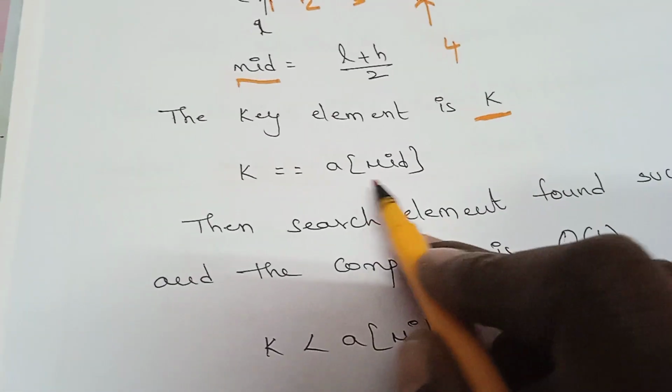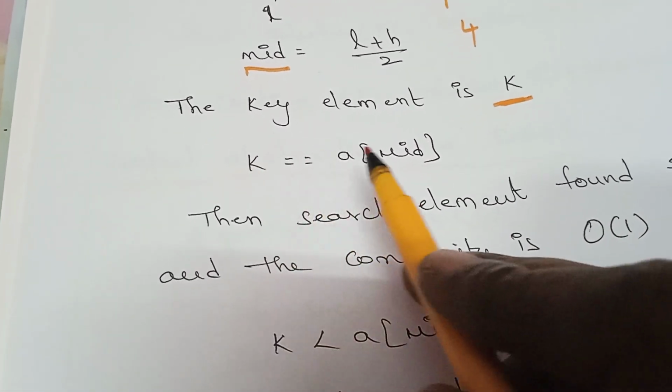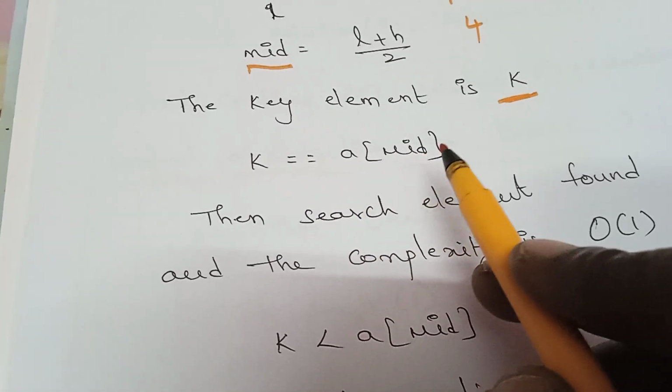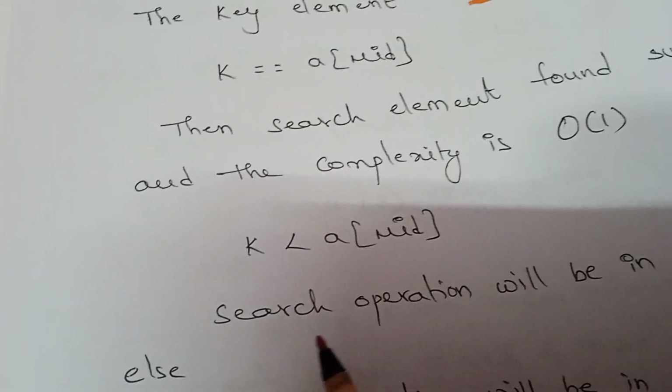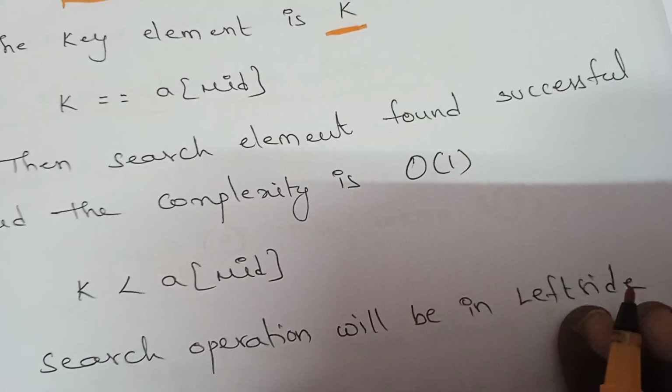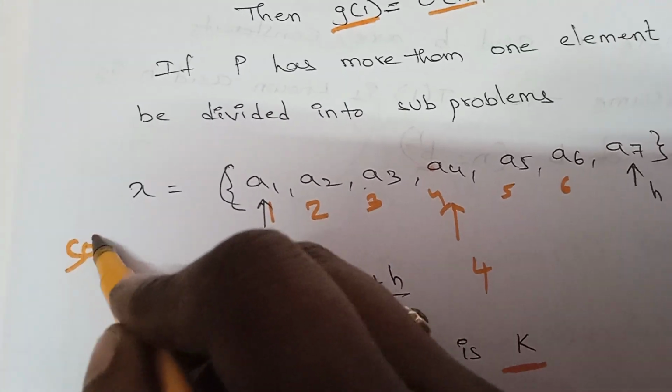Now, if my key element is not equal to the middle position element, then we'll check this condition: key less than a[mid]. The search operation will be on the left side, because all the elements we are taking should be in a sorted manner.